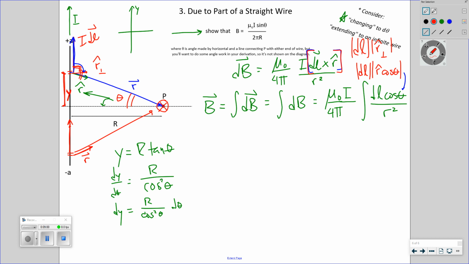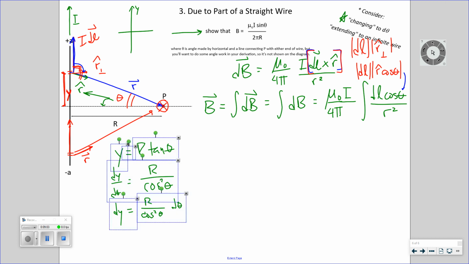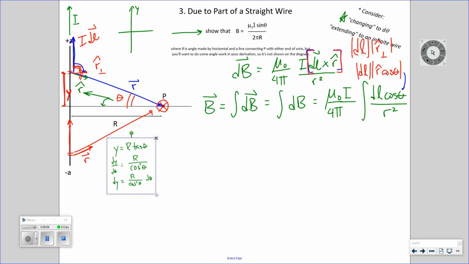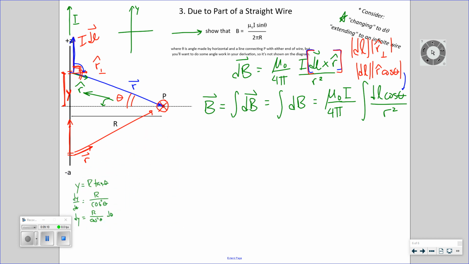Notice that we can write little r in terms of theta. If cos theta is big R over little r, then little r is big R over cos theta. Our expression has a little r squared in it, so we square it.